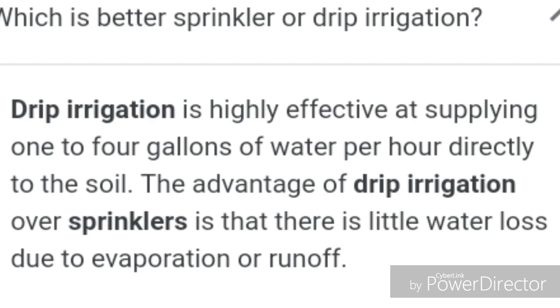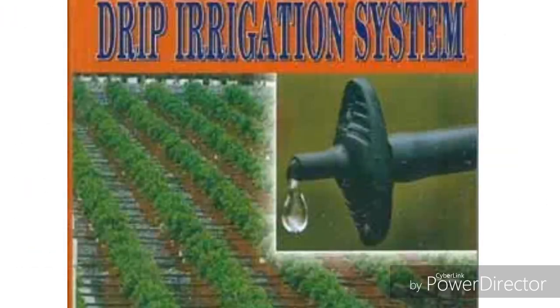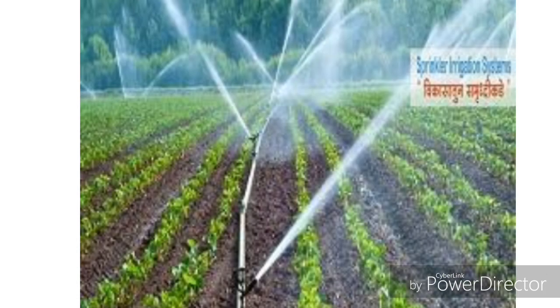Drip irrigation is highly effective at supplying 1 to 4 gallons of water per hour directly to the soil. The advantage of drip irrigation over sprinklers is that there is little water loss due to evaporation or runoff. In the drip irrigation system, water falls into the soil drop by drop and the soil remains moist. In the sprinkler system of irrigation, the rotating sprinklers sprinkle water into the field.